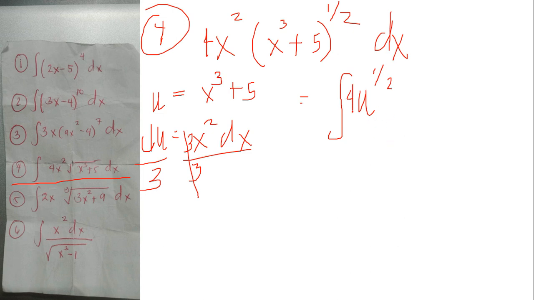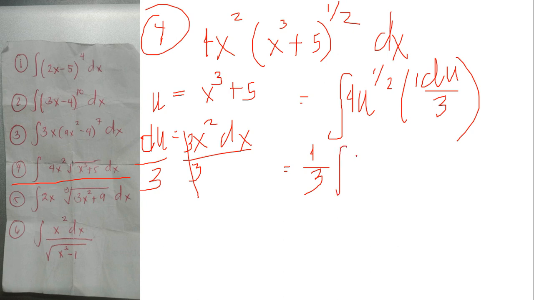Sir, nakalimutan mo yung 4. Ilagay natin yung 4. Tapos, du all over 3. Kasi yung 3x squared dx, nahanap na natin, which is du all over 3. Tapos, yung NF ng du all over 3 is 1/3. Ibig sabihin, 1/3 times 3 is 4/3, no? Tapos, u raised to 1/2 du. Then, mag-i-integral na tayo dito. Times na natin yung 4/3.